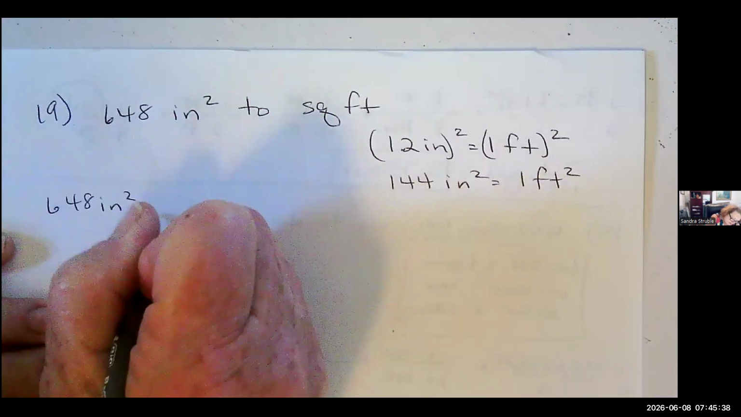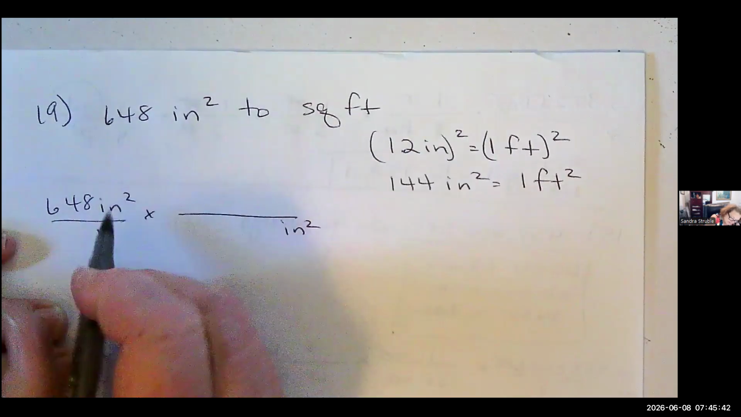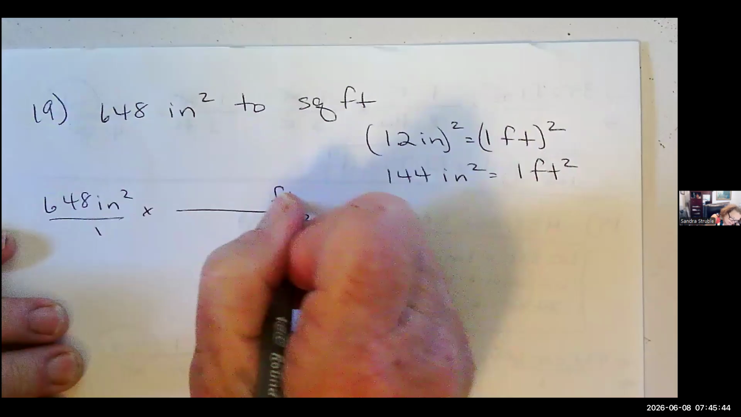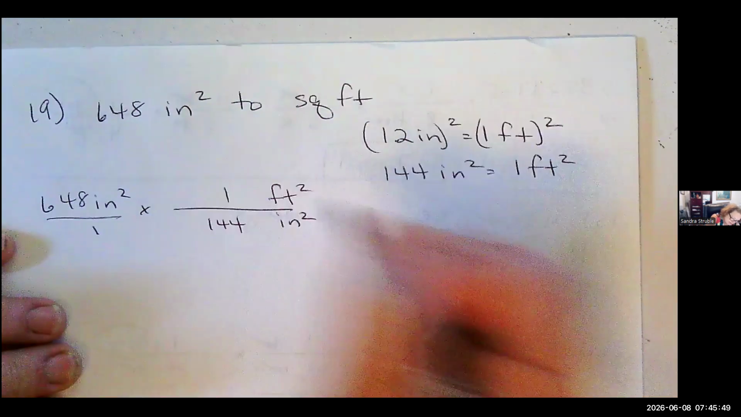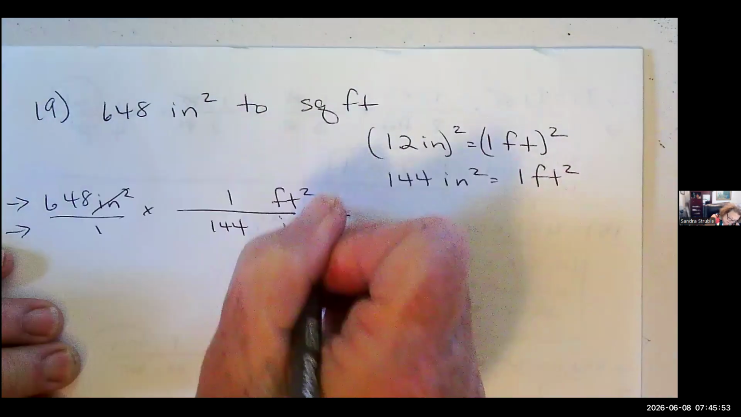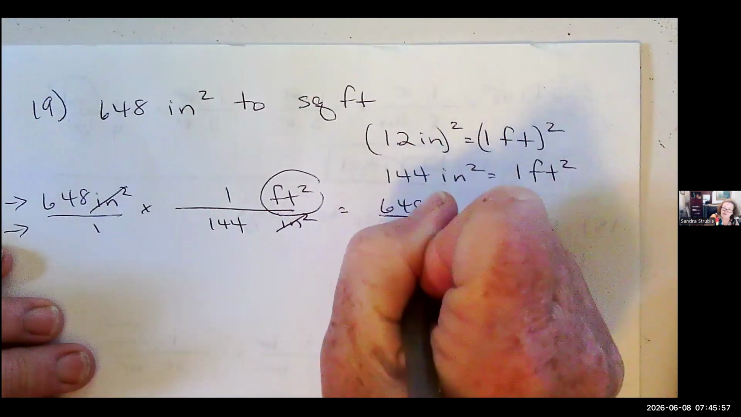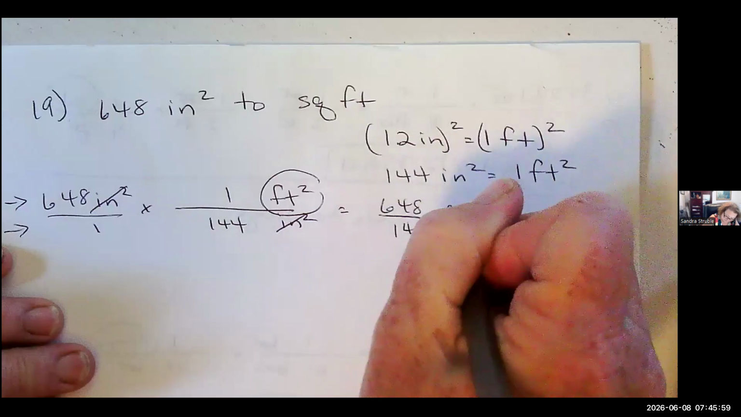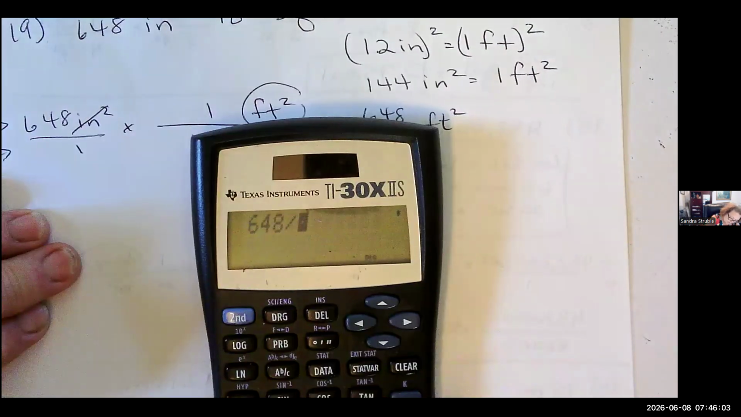Inches squared on the bottom, since inches squared is on the top, going to feet squared. 144 for inches squared, 1 for feet squared. Multiplying straight across. Inches squared is gone, left with feet squared. And that's 648 over 144 feet squared. Now we just divide. 4.5. No rounding here.